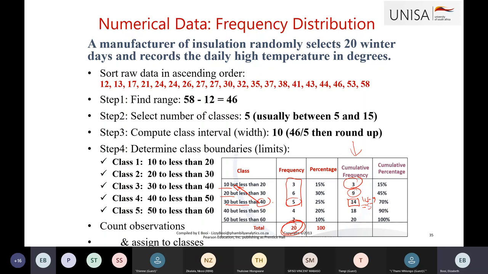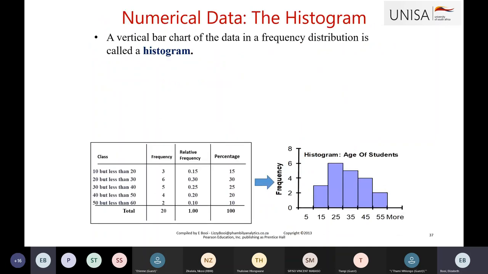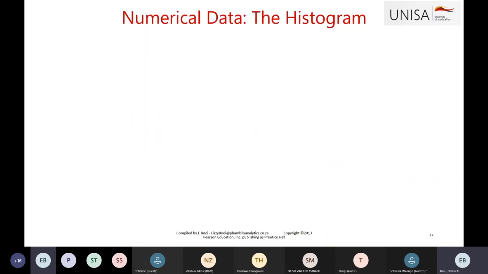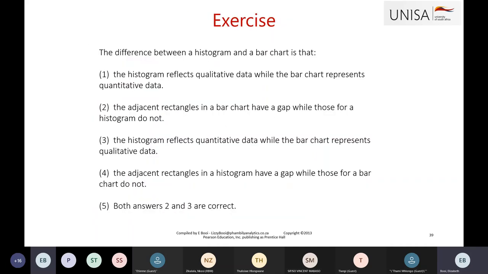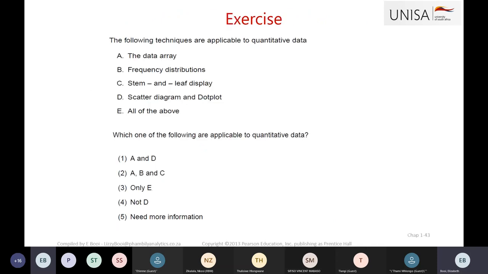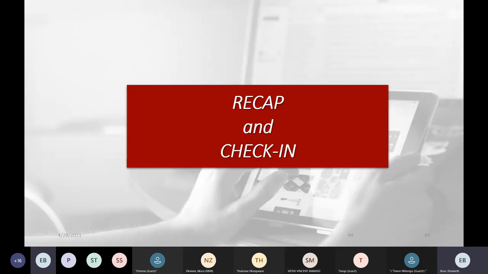And with that, I'm going to stop today's session. On Saturday, we will continue where we left off and do the histogram. And you do the last two, which are the ogive and the polygon, and the scatter plot. And then we do lots of other exercises.